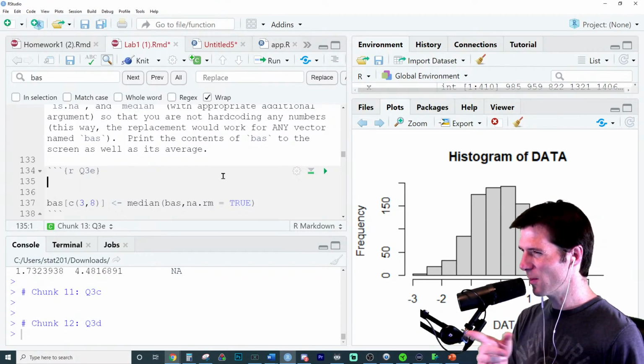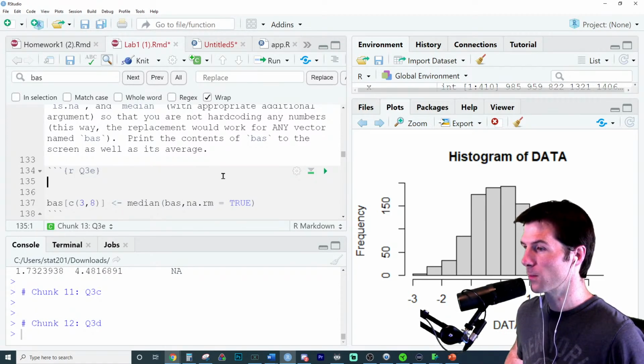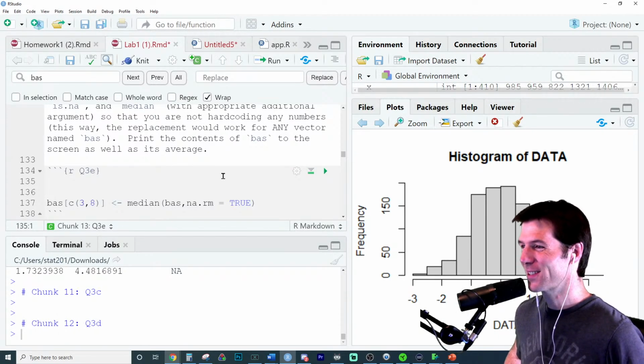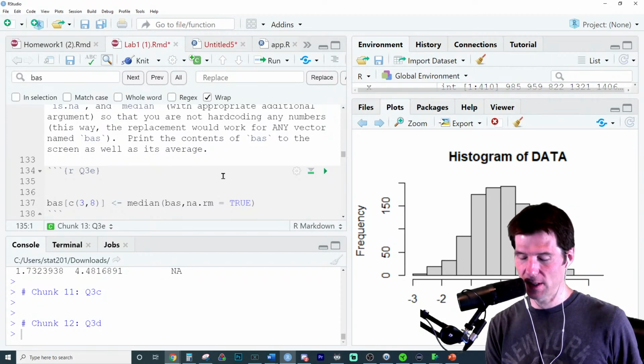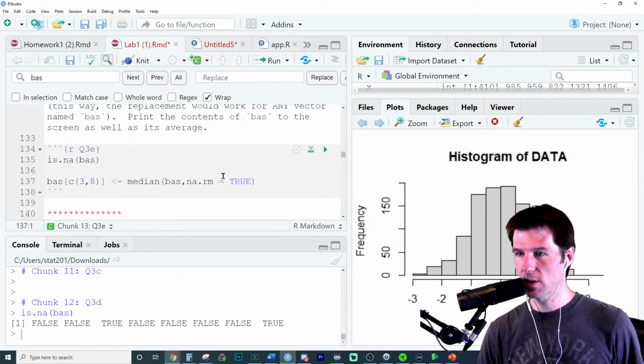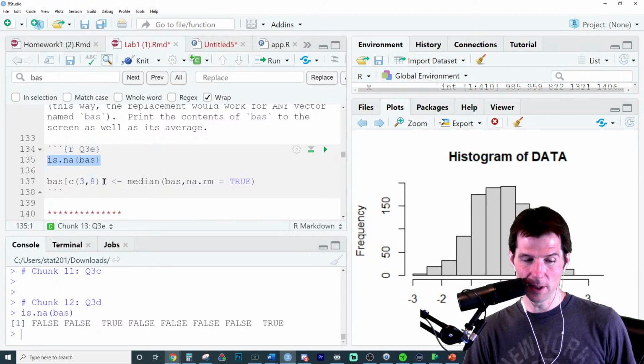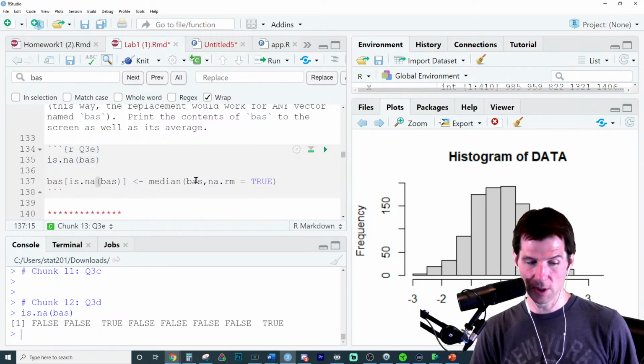So how would I find out if it is missing? Does it have missingness? is.na on BAS. Yep. And so now you can see here where the NAs are. And you know what? I literally think we can just drop a logical inside of here, and this will return the positions.